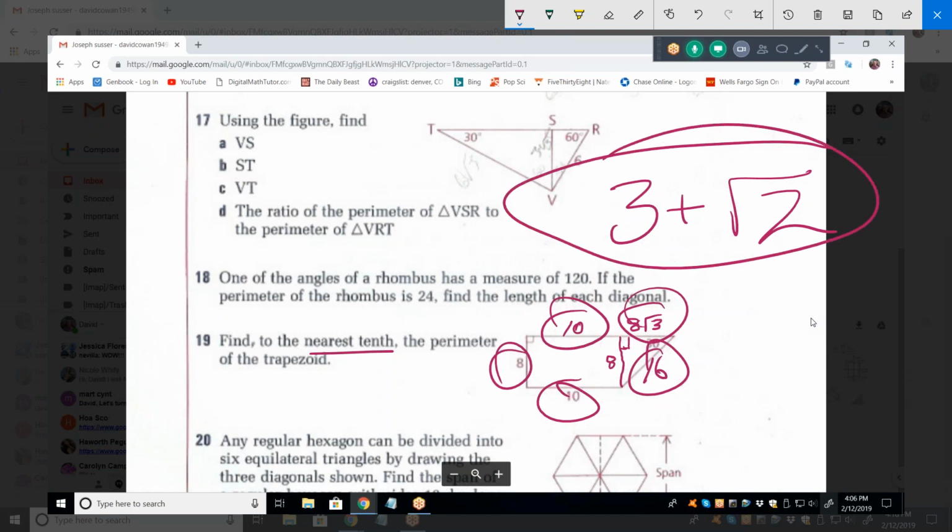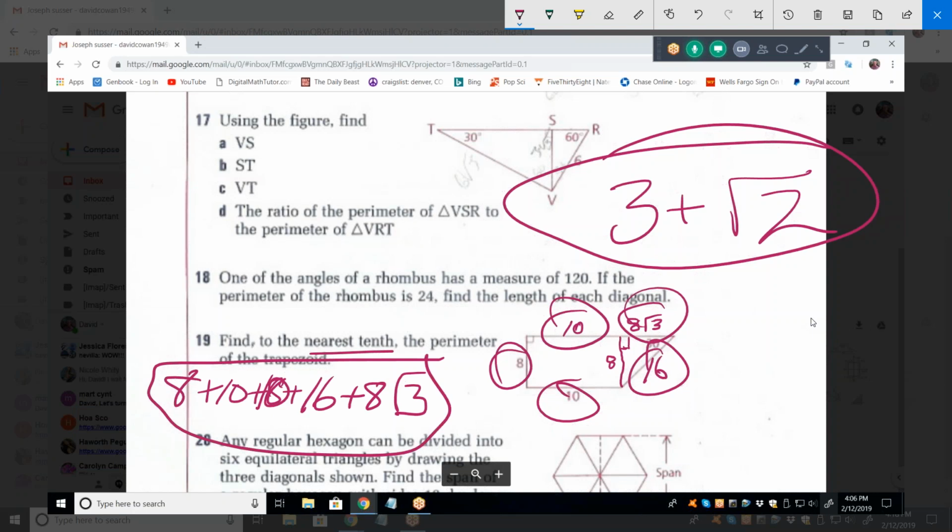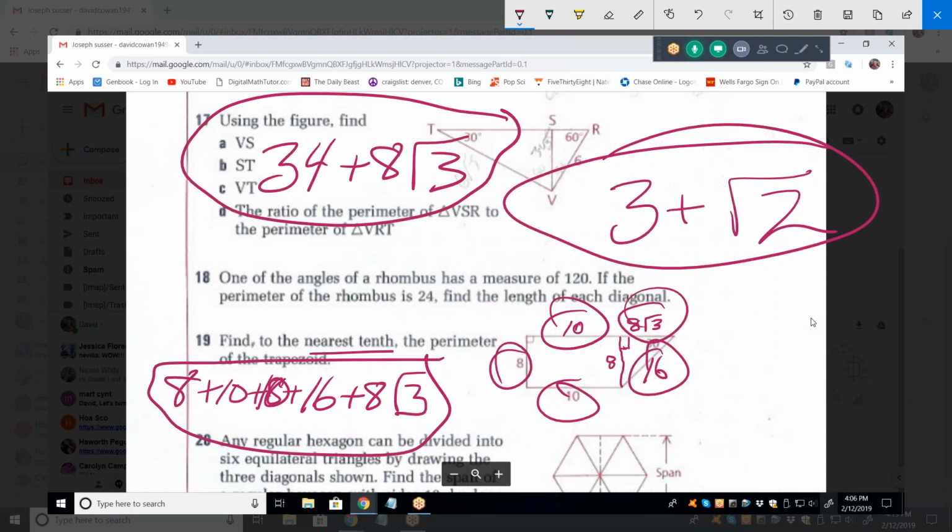Okay? So in reality, if they didn't ask us to do it to the nearest tenth, I would have 8 plus 10 plus 8 plus another 10 plus 16 plus 8 root 3. That's my answer, and I can combine all the numbers. They all combine to 34. So the true answer here is 34 plus 8 root 3. That would be what a mathematician would want to see as an answer. They never want to see it rounded off.